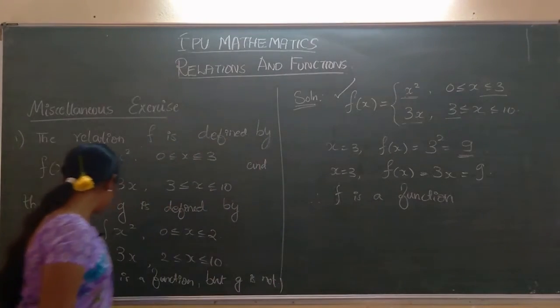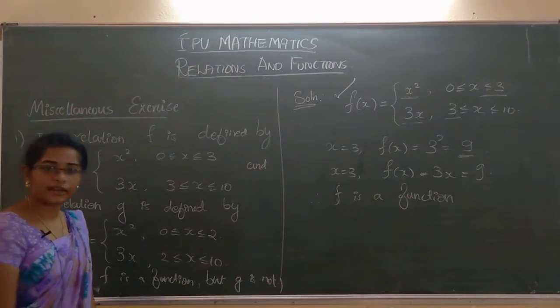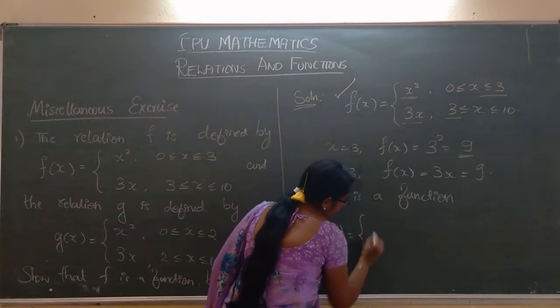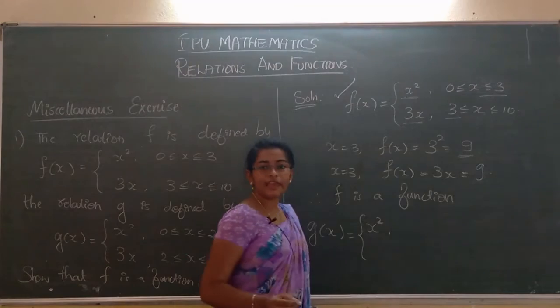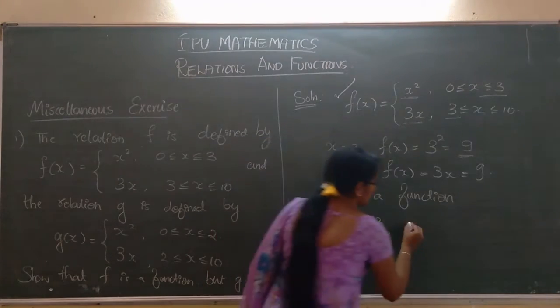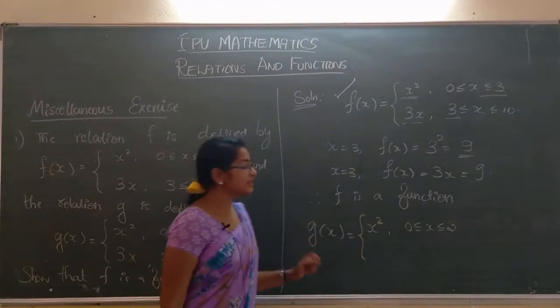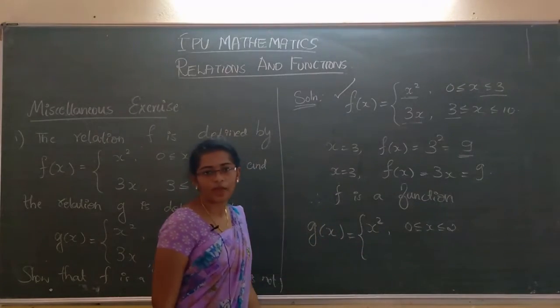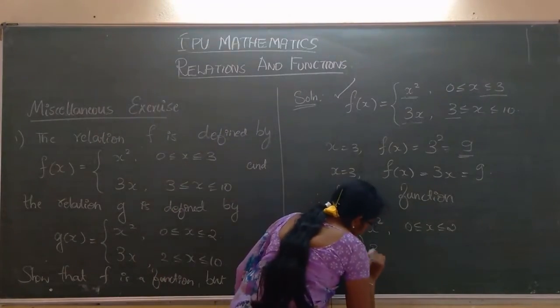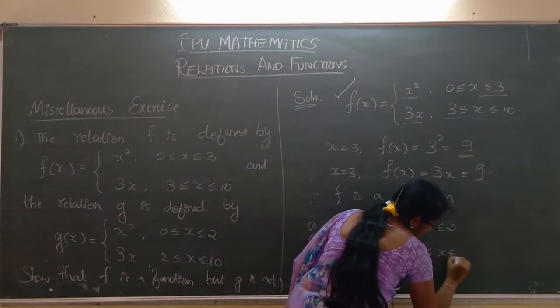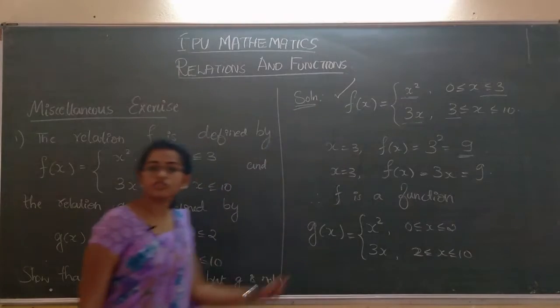Now what about the second relation g? Let's look at that. g is defined like g of x is equal to x square if x lies between 0 and 2, that is 0 less than or equal to x less than or equal to 2. Then g of x is equal to 3x if 2 less than or equal to x less than or equal to 10. Right, this is how g is defined.